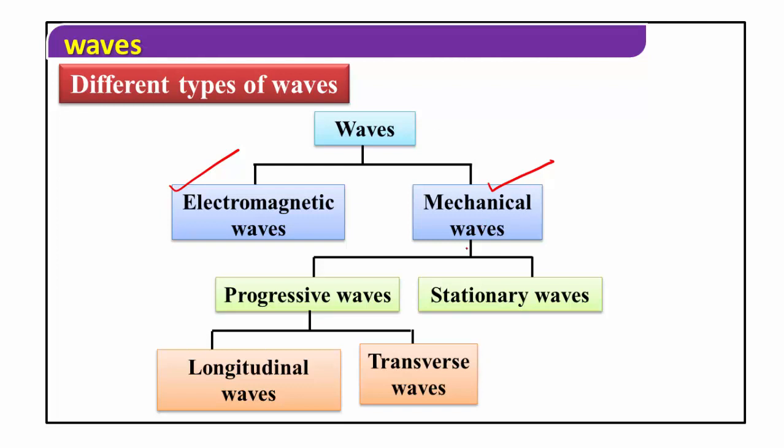Again, the mechanical waves are classified into two types. All of you have studied this concept in your higher education, but according to your syllabus, the mechanical waves can be divided into two types, progressive waves and stationary waves. Again, progressive waves can be divided into two types, longitudinal waves and transverse waves. The waves which are parallel to the direction of propagation are called longitudinal waves, and those which are perpendicular to the direction of their propagation are called transverse waves.